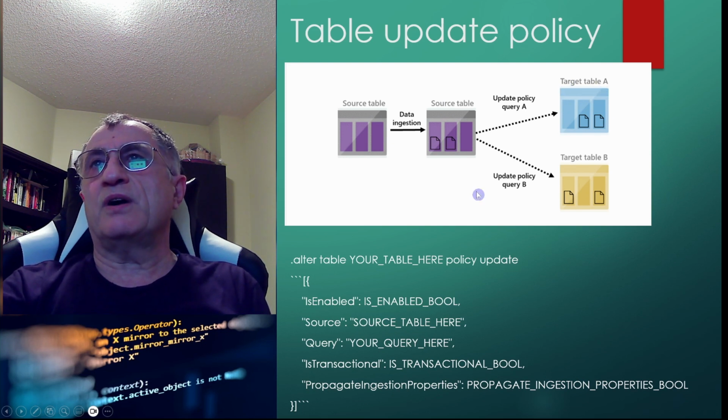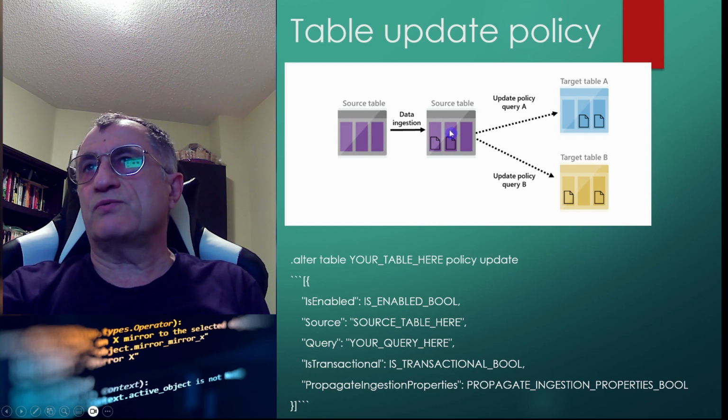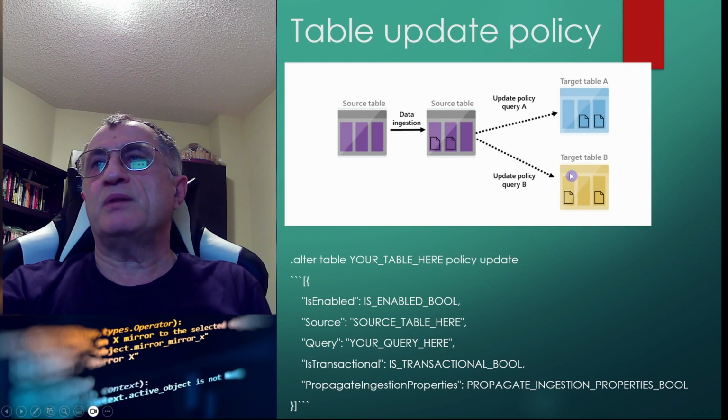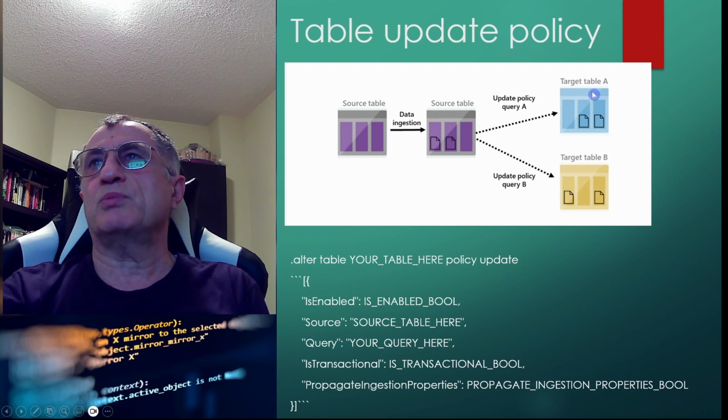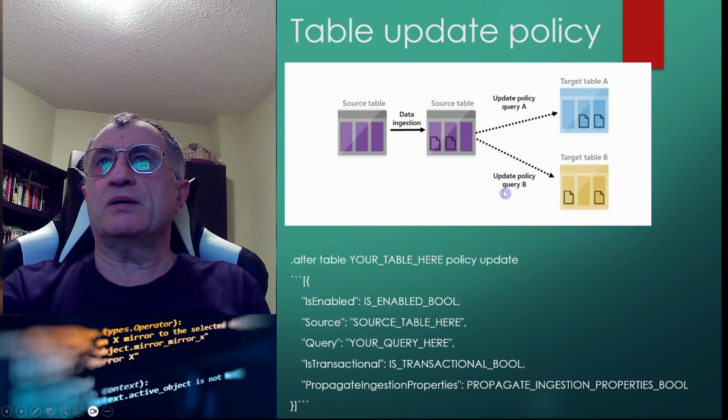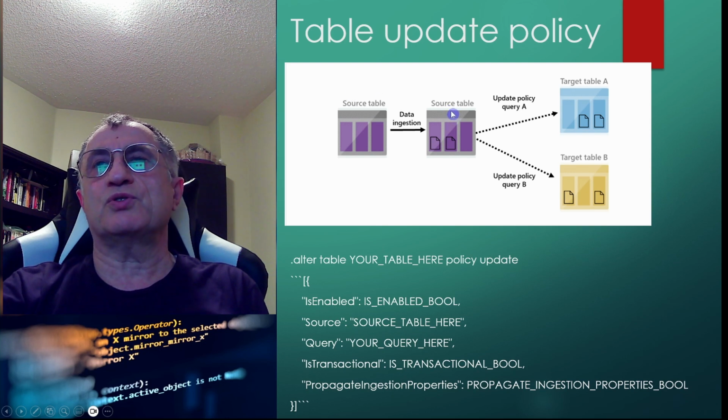You can create more than one policy from the same source table. So basically, you can create one policy on table A, another policy on table B. They may have completely different structure. So some of the transformation results will go automatically to table A. Some of them will go to table B. And you can continue this chain. So you can build another table for this table, which will serve as a source.